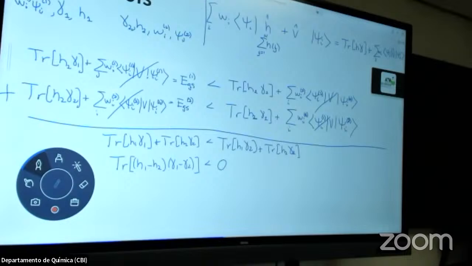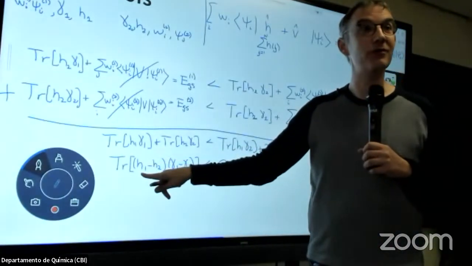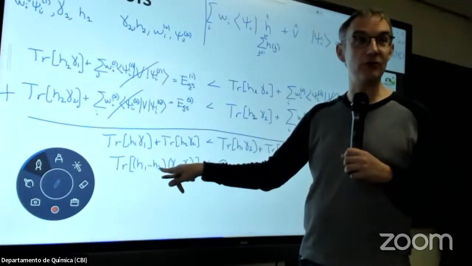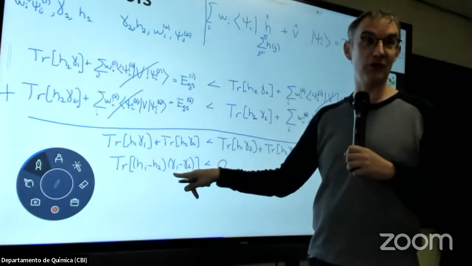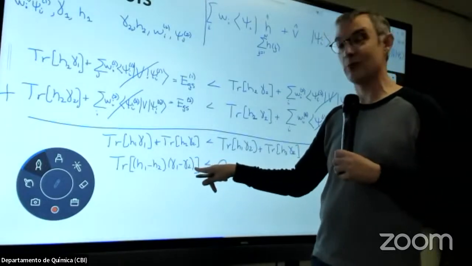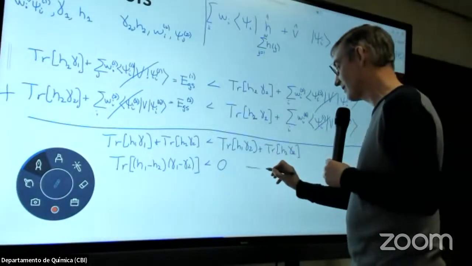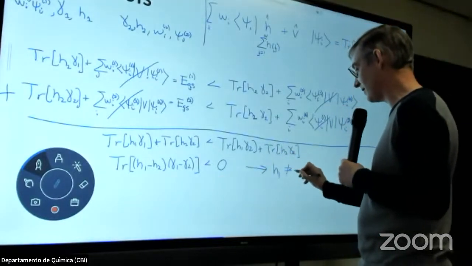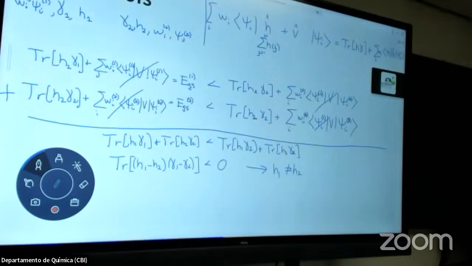So now we're in position for our essentially proof by contradiction. I assume that there are two different density matrices, but they correspond to the same H, right? And if so, H1 equals H2, this is 0. This is the trace of 0, which is 0, but 0 is not less than 0, right? Therefore, if gamma 1 is not equal to gamma 2, then H1 is not equal to H2, right? So this implies that H1 is not equal to H2. Right, so it's exactly the Hohenberg-Kohn proof.